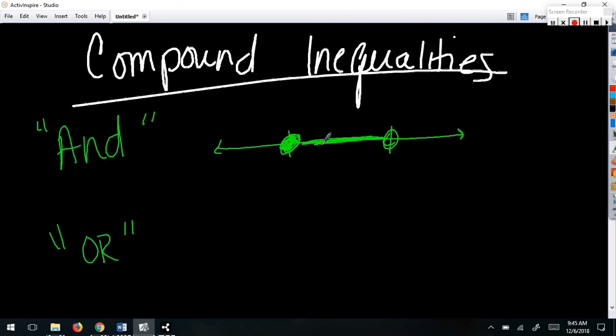Okay, so let's say this was 5 and this was 2. Okay, compound inequality says that this means that 2 is less than or equal to, because it's bubbled in, x, which is also less than 5. It sandwiches it between two values.